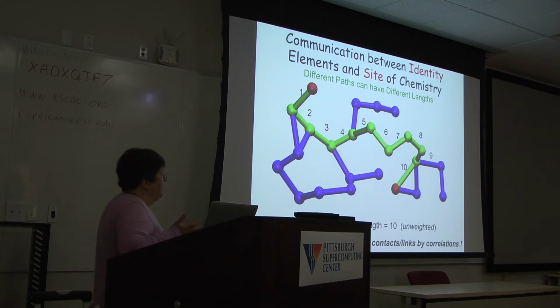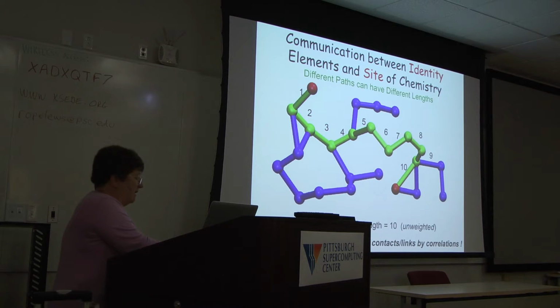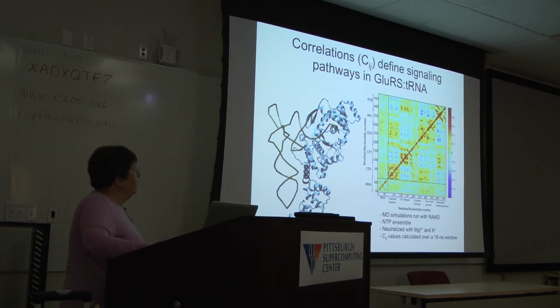And now you could think about how the information is transferred. So let's say maybe this was the anticodon, one of the atoms of the anticodon. Maybe this is the active site. There seem to be 10 steps to get there, right? And if you look at other paths that you could take here, they will be longer. This seems to be the shortest path. This one was 10. But what you do now is you weight those paths, those edges, by correlations.